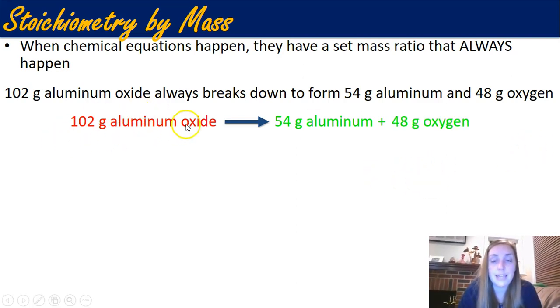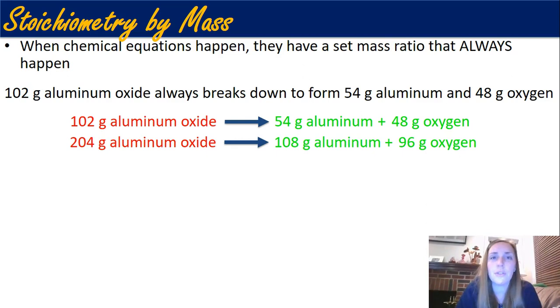102 grams of aluminum oxide breaks up to form 54 grams of aluminum and 48 grams of oxygen. Okay, what if I didn't find 102 grams? What if I found double that? What if I found 204 grams? Well, if I double my overall amount I start with, I have to double the overall things I end with. So notice everything got doubled here.